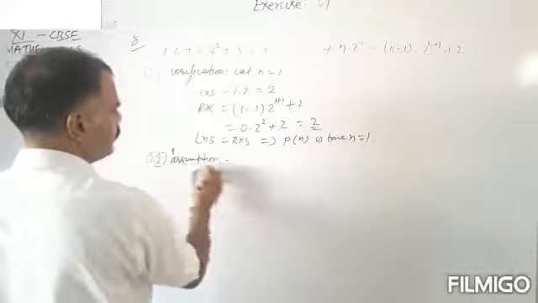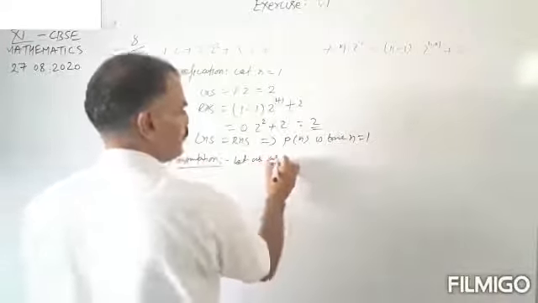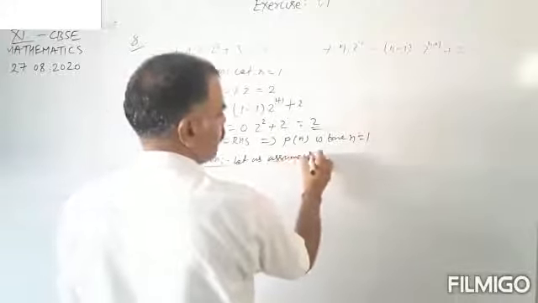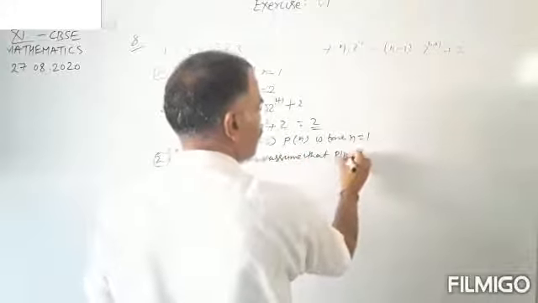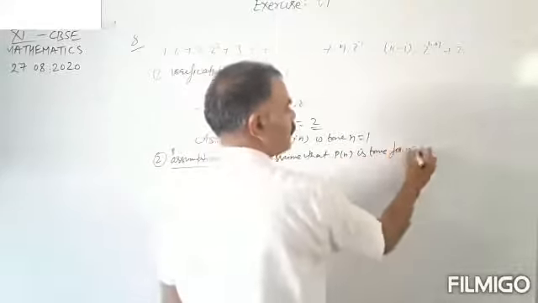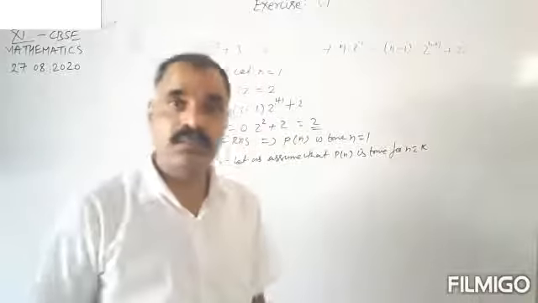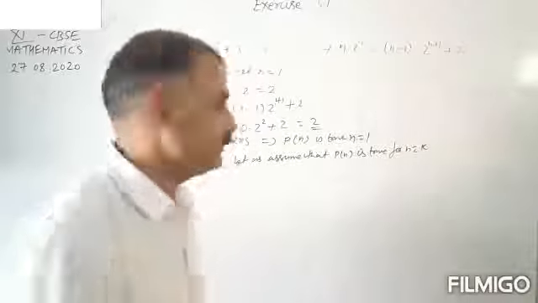Assumption step: let us assume that Pn is true for n equals k. In the assumption step, we assume that the given statement is true for n equals k.